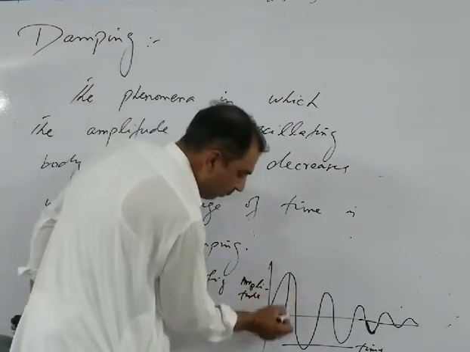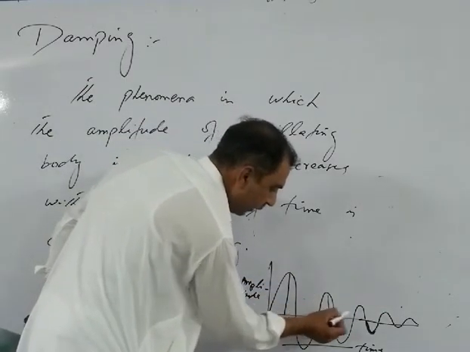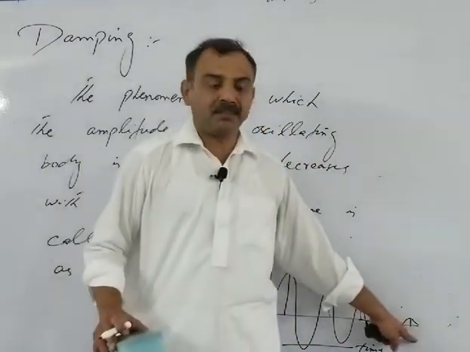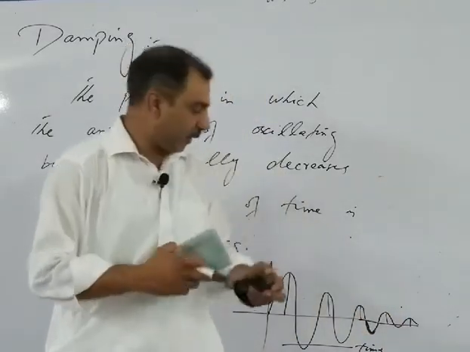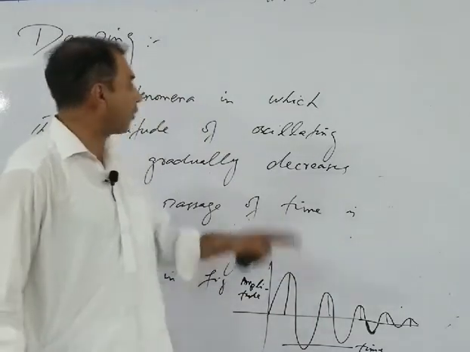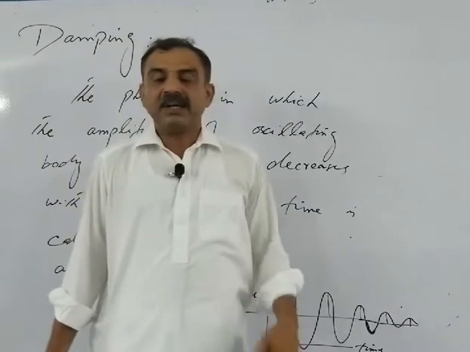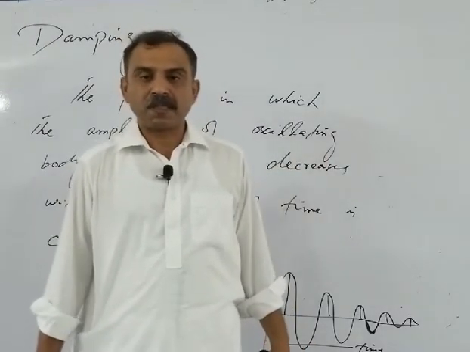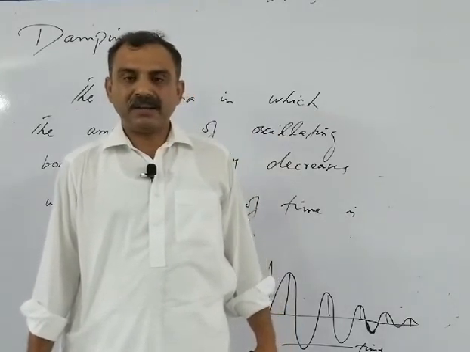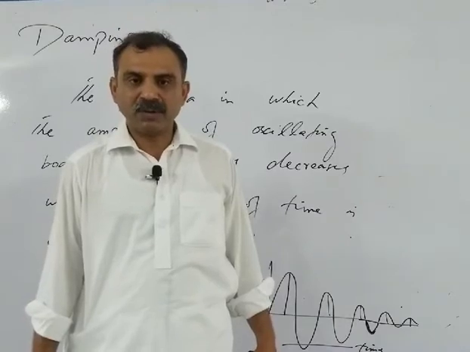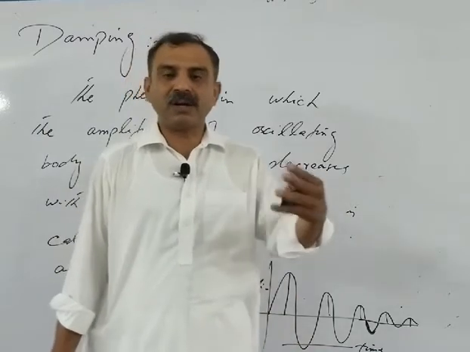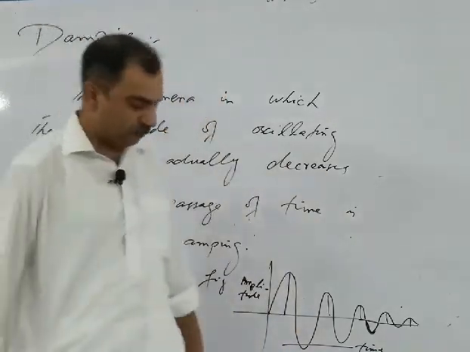With the passage of time, the amplitude gradually decreases, and finally the oscillating body comes to rest. This phenomenon in which the decreasing of amplitude takes place is called damping. It is because of resistive force, and this resistive force can be obtained by gravitational force and air resistance, I mean to say opposite wind force. These all are the factors of damping.